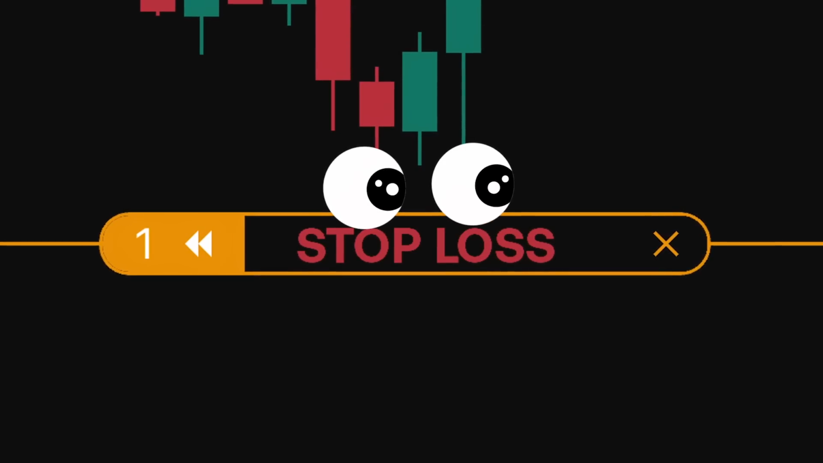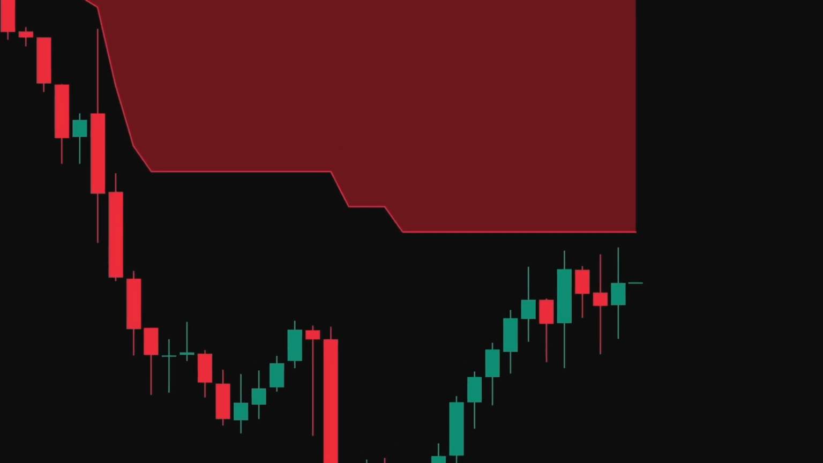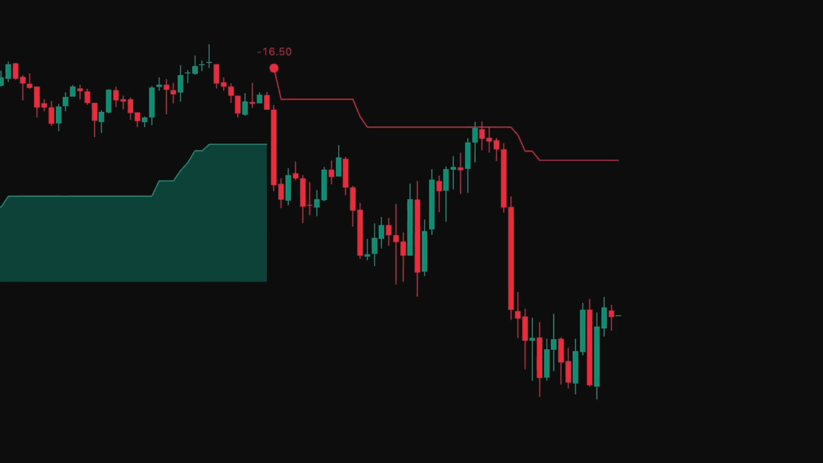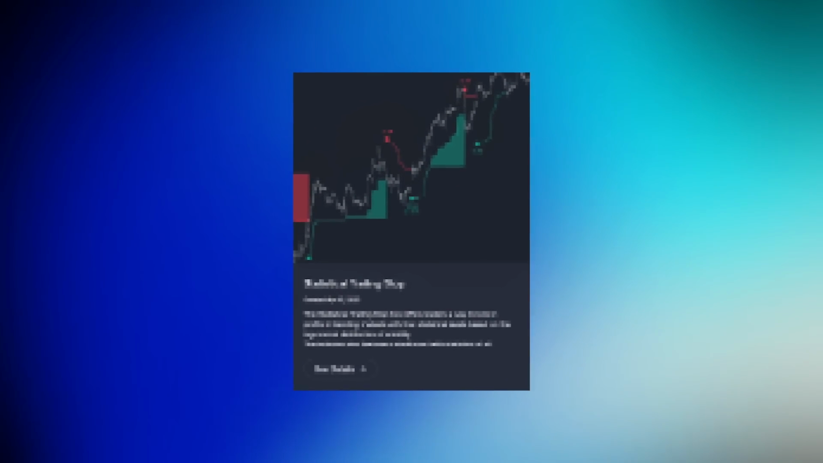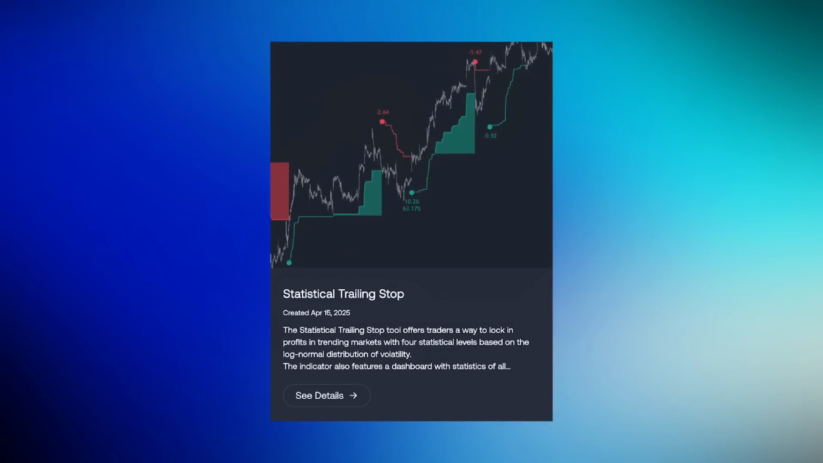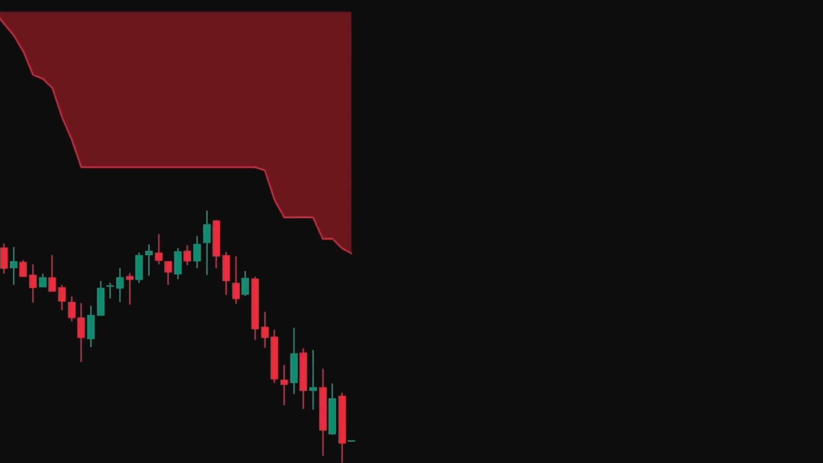But what if your stop-loss could think? What if it could adapt to the chaos? Tightening when momentum fades, loosening when the market breathes, and even reversing when the tide turns. Today, we're revealing a next-gen indicator designed to do exactly that. It's called the Statistical Trailing Stop, an adaptive, intelligent system that reshapes how you protect profits and reduce risk.